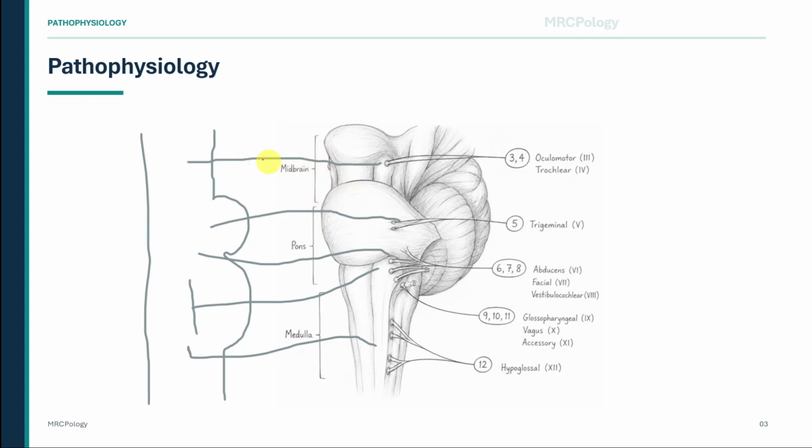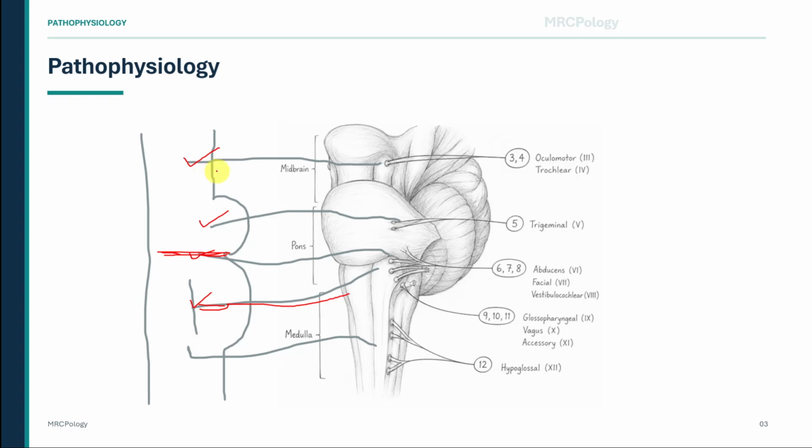The cranial nerves leave the brainstem in a very organized way. The third and fourth cranial nerves are related to the midbrain. The fifth cranial nerve comes from the pons. The sixth, seventh, and eighth nerves are around the pontomedullary junction. The ninth, 10th, 11th, and 12th nerves are related to the medulla. This is useful because if a third nerve palsy is accompanied by long tract signs, ataxia, tremor, or altered consciousness, you should immediately think of a lesion in the midbrain rather than an isolated peripheral nerve problem.